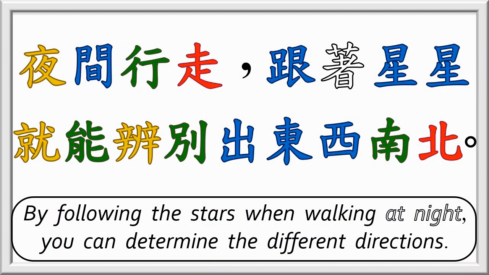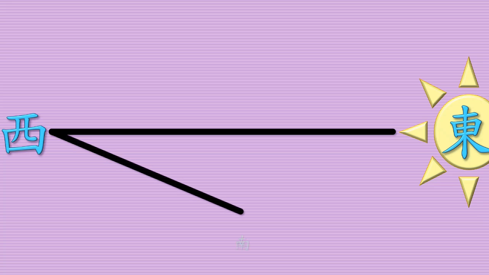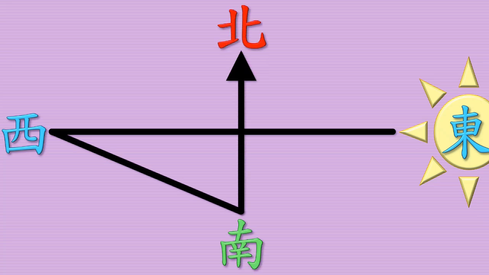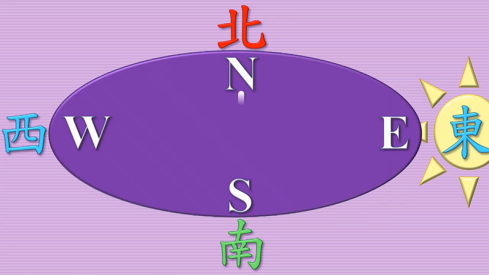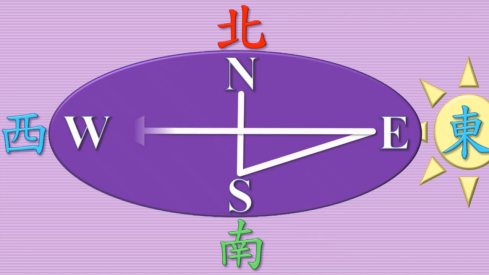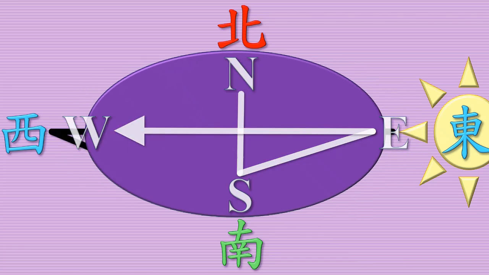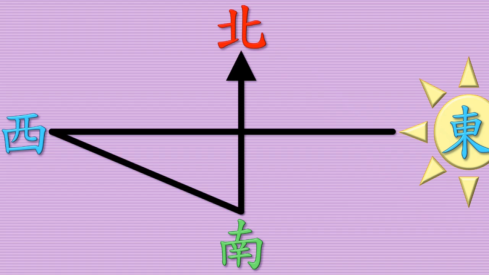夜间行走，跟着星星，就能辨别出东西南北。By following the stars when walking at night, you can determine the different directions. As a cultural aside, because the sun rises in the eastern sky, east is considered by the Chinese to be the most important of the 4 cardinal points, listing them as east, west, south, north, as in this example, whereas English speakers would naturally list them as north, south, east, west.